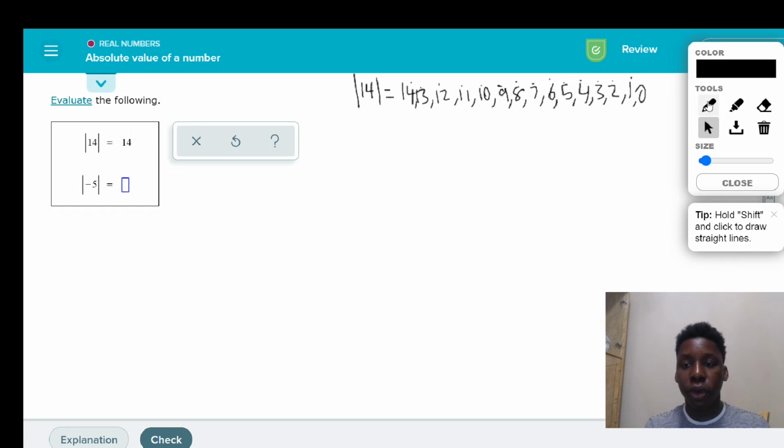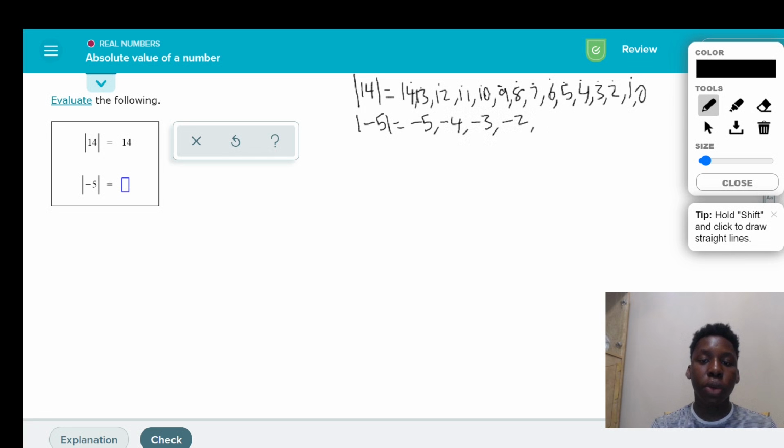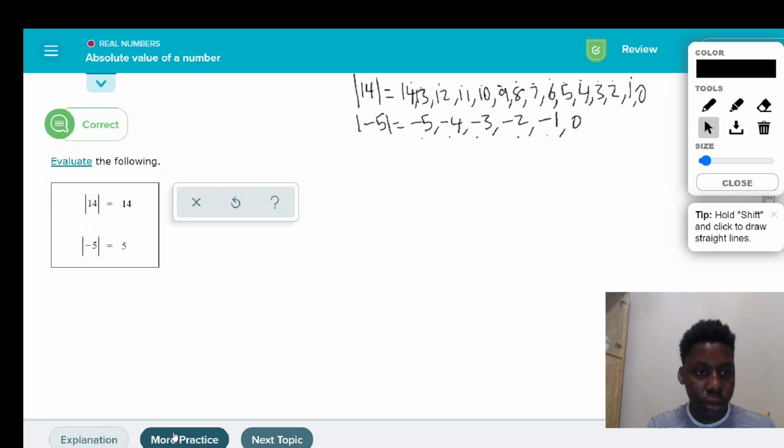We'll do the same thing for -5. This is -5, and remember, since it's a negative, we have to increase it to get to 0. This is -5 to -4 to -3 to -2 to -1 and then 0. So this is the first, 2, 3, 4, 5. It takes 5 steps. So this is just 5. Check that out. So this is really simple.